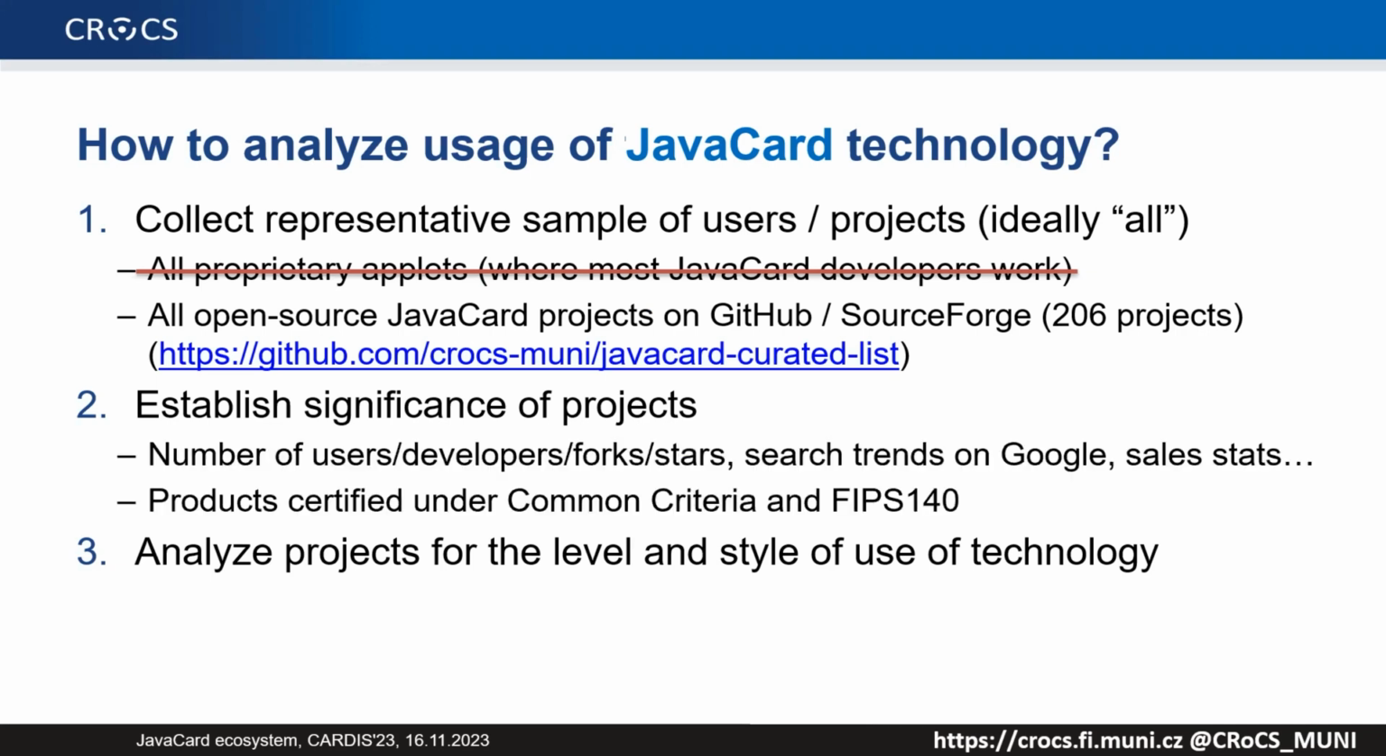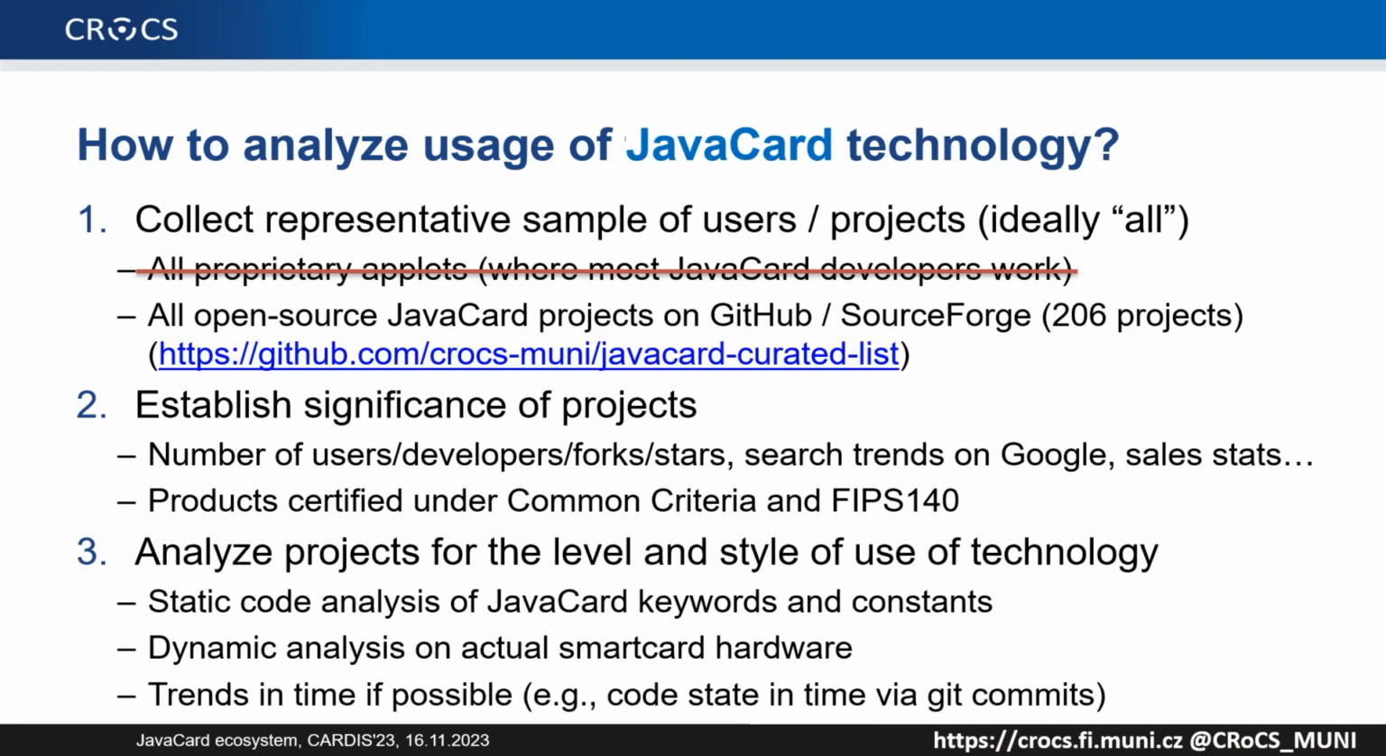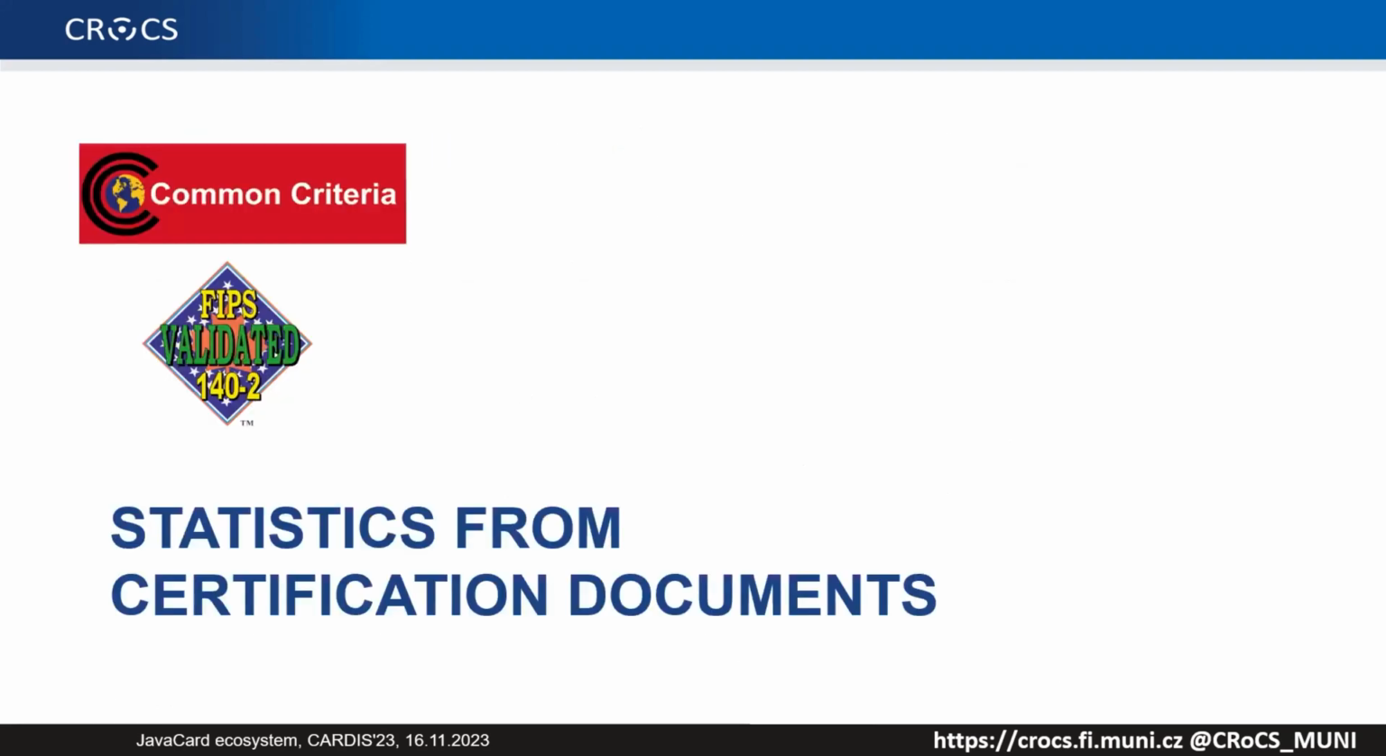For the significance of projects, there are different metrics: number of developers, forks, stars, Google Trends. You can also look at what the vendors are willing to pay for, because if they go through the pain of certification, paying a lot of money and waiting a long time, they likely think it makes sense. And with analysis, you can do static and dynamic analysis: what algorithms and constants are used by the code. You can also run it on real cards to understand memory consumption and so on. Ideally, you would also like to get trends in time. With open source applets and thanks to Git, we can do it, right? We can just look at what the situation was in, let's say, December 2015. So this is what we did.